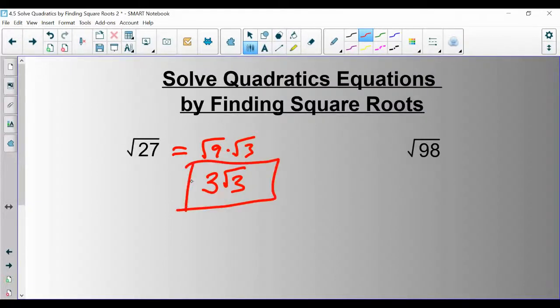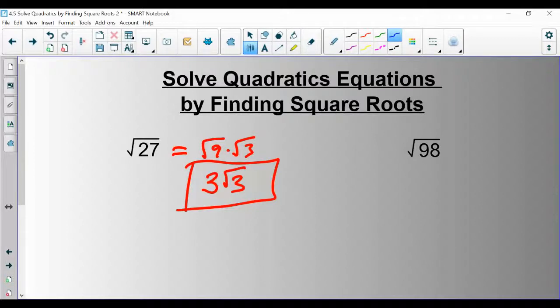And so this is the answer to simplifying the square root of 27. It's just 3 root 3. You should be able to right now take out your calculator and type in the square root of 27 and get a decimal. And then you should also be able to type in 3 root 3 and get that same exact irrational number, that same exact decimal.